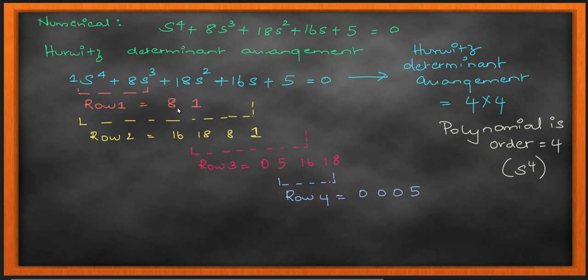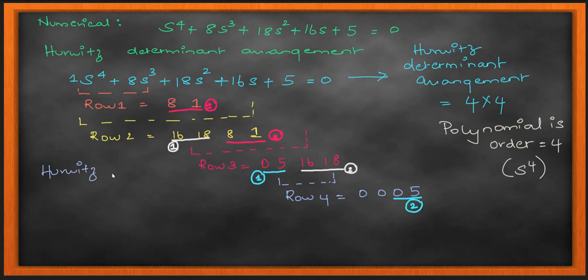I'm using only the 3rd, 4th, 5th and 6th. So why am I doing that? My row 4 is, again I'm shifting, using only those last 2, 5 and 0. If you look closely, I'm writing this 1 and 2. What I'm telling is, if you see every pair, that 8, 1 is used twice, 16 and 18 is used twice, 0, 5 is used twice.